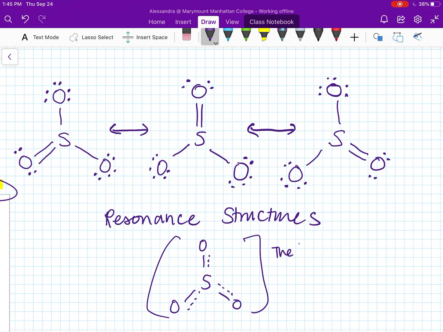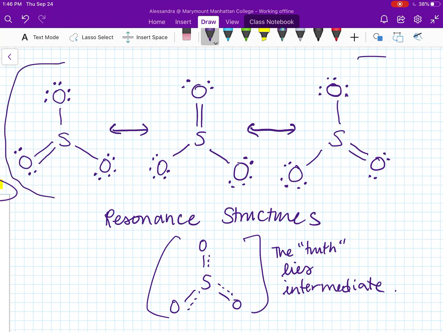So the true structure lies intermediate. The truth is really some kind of hybrid between all 3 of these structures. And the SO bond length in SO3 falls somewhere in between an SO single bond length and an SO double bond length. So none of these structures is actually the totally true structure.